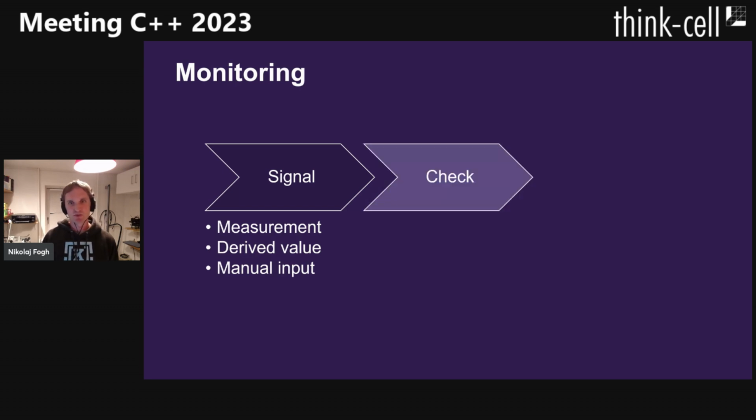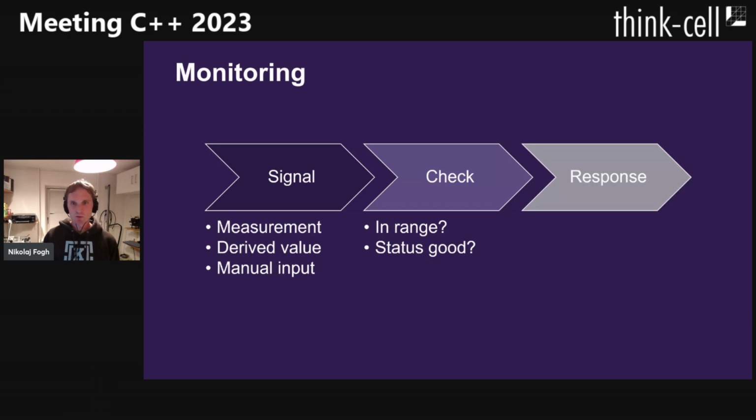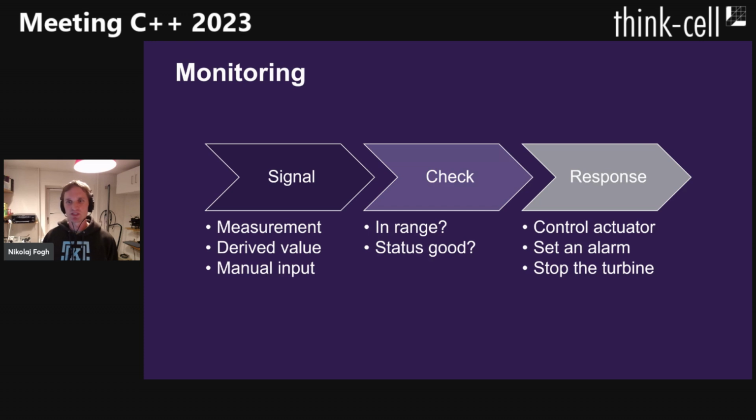And on those we need to do some kind of check. So is it in range? Is the status good? It could be any kind of check. And once we've done the check, we need to do some kind of response. So the response could be to control an actuator, for example, turn the wind turbine into the wind if the wind changes direction.